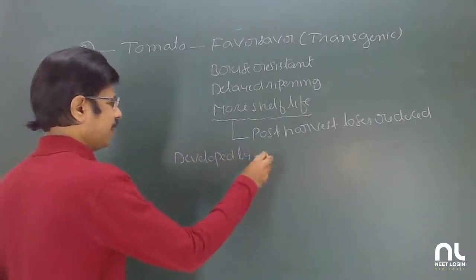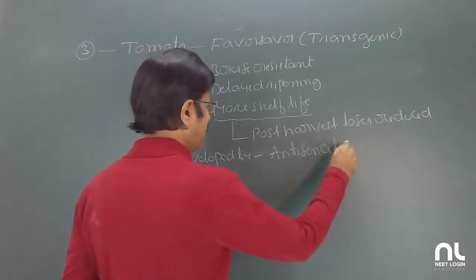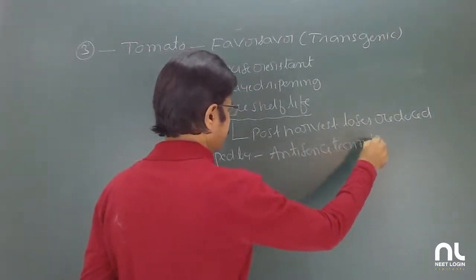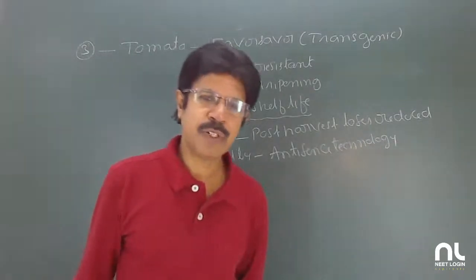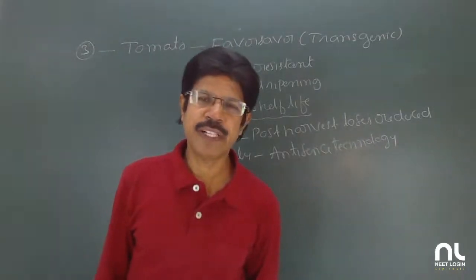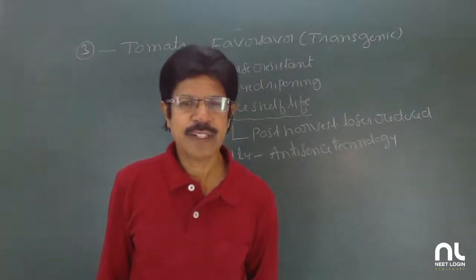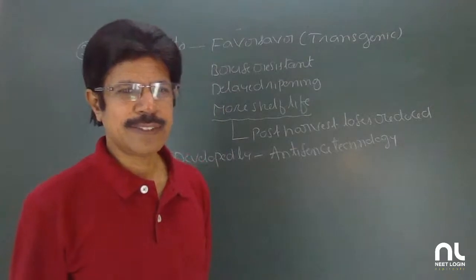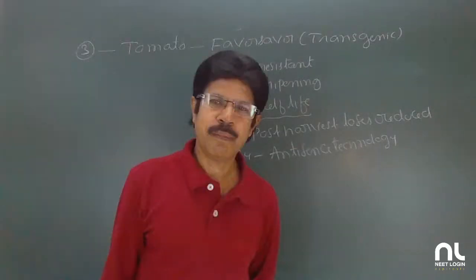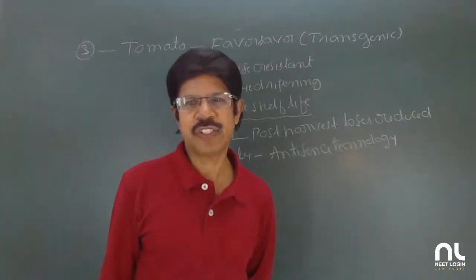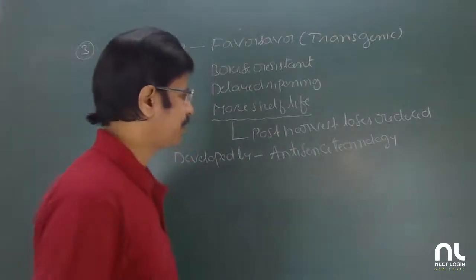Flavr Savr was developed by antisense technology. As you said earlier, in the case of the pest-resistant plant against the nematode Meloidogyne incognita, RNAi, RNA interference, RNA quelling, silencing, the sense strand and antisense strand are complementary and prevent translation. The technology is antisense technology.